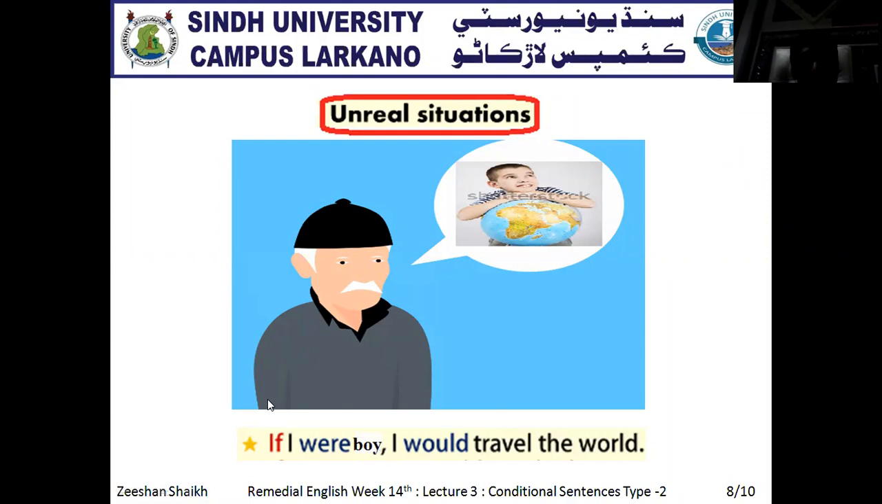Means he's just trying to think that if I were a boy, I would travel the whole world. Now he cannot be a boy again. Clear? You can say that the age which has passed cannot come once again. So that's why he's just trying to give an unreal situation. So that's why we use the conditional sentence type 2 with the unreal situation.